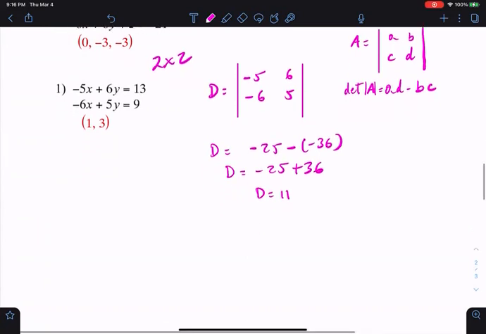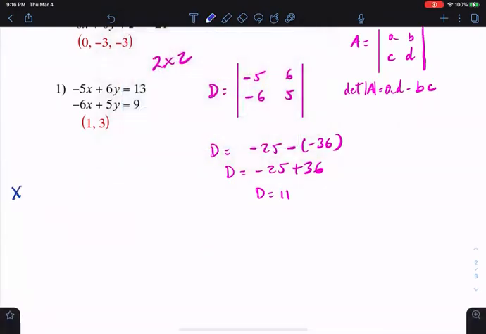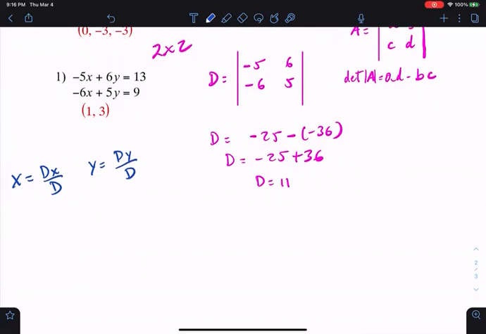So now you need to compute the determinant of x. But before we do that, just remember that in order to find x and y, you need to find dx over d and dy over d. If you do that, then you can find the values of x and y. So let's do that. Now we need to find the determinant of x.